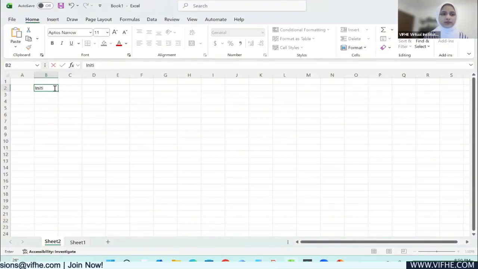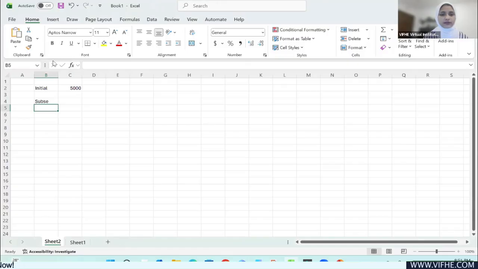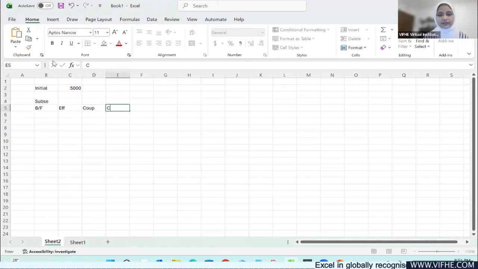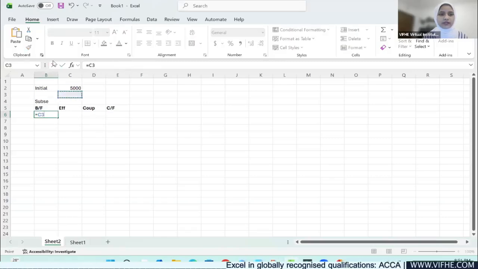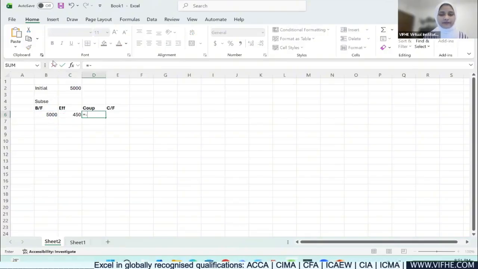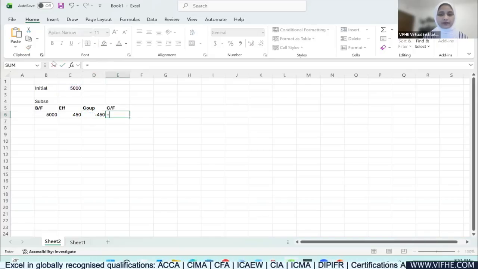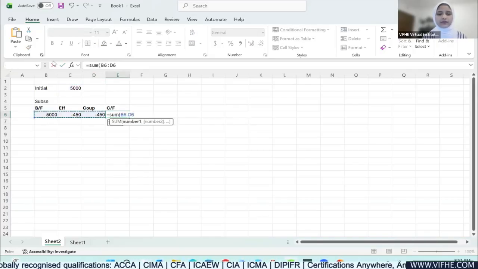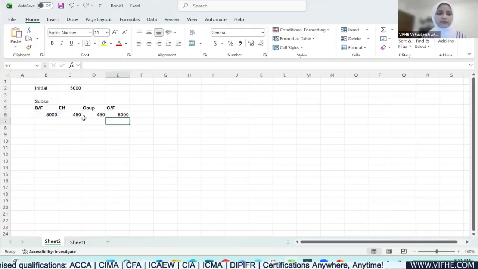So I can quickly show you the table here. 5 million here, subsequent here. So I do a brought forward, I do an effective, I do a coupon, then I do a carry forward. This is how you have learned in the FR brought forward syllabus if you have watched my previous videos. So effective is 9%. In this case, effective and coupon will become the same, because if there's no premium, no discount, then effective and coupon are the same. And my carry forward will also become 5 million.